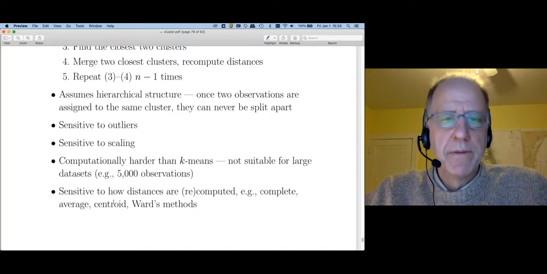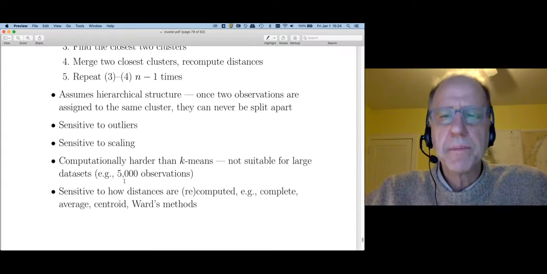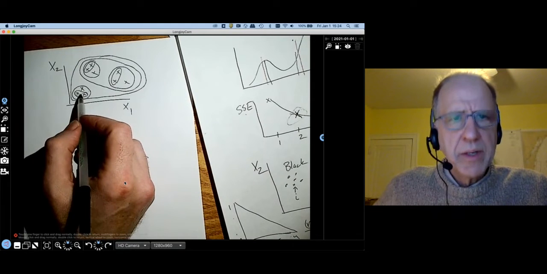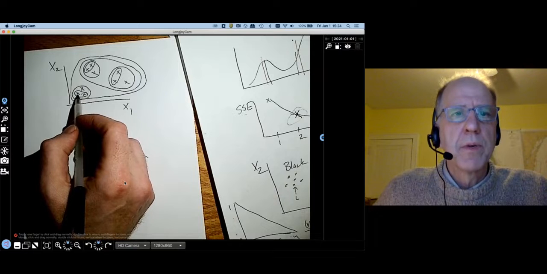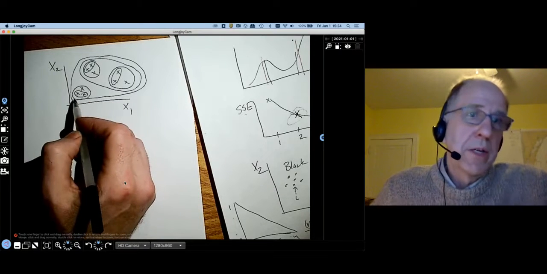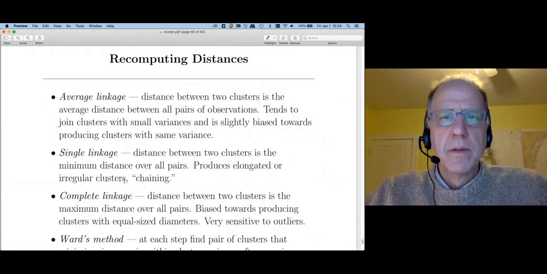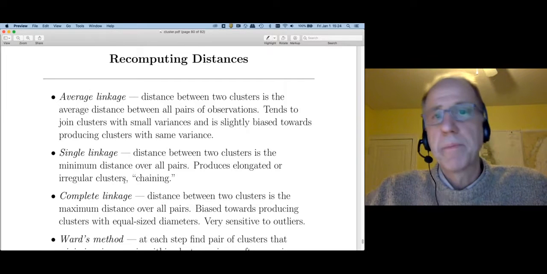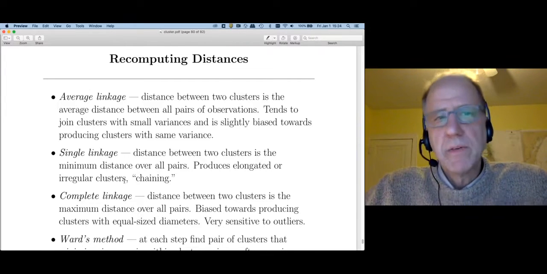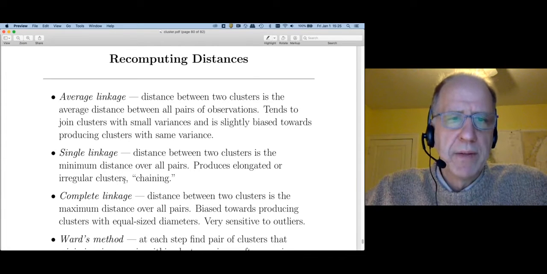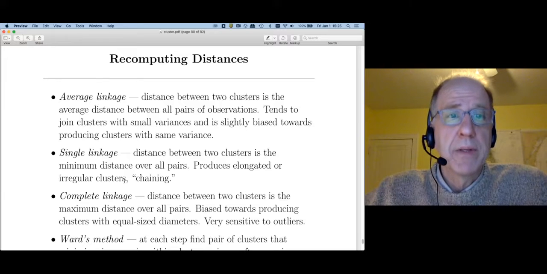The final issue to be aware of is the one that I hinted at a minute ago, which is it's very sensitive to how we recompute distances. So once I've joined two observations into a new cluster, how do I determine the similarity between that new cluster and all the other observations? So how do I compute this distance, and that distance? There are literally dozens of methods that have been proposed to handle this problem. But to give you a sense of some of the issues, let me go over four of the main ones. So average, single, complete, and Ward's method are four very important methods.